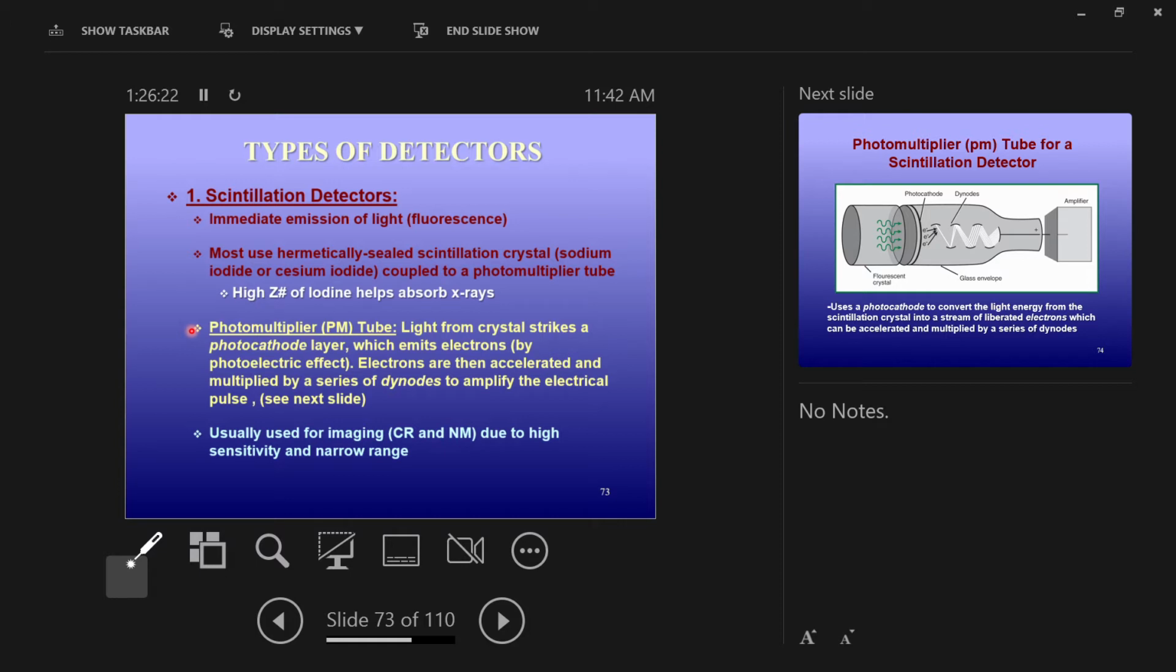The light emitted from the scintillator, the light came from the X-ray energy. Okay? So the scintillator emits light when exposed to X-rays. That light strikes something called a photocathode layer. A photocathode is a negatively charged material that when it is struck by light, it will emit electrons.